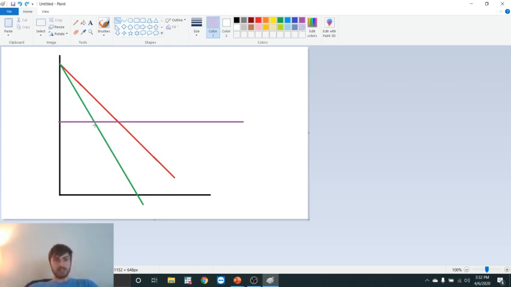Okay, and what that's going to do, that's going to raise the price of the good from that flat line to there, and it's going to restrict output from that quantity to that quantity. Okay, so that's a monopoly. Okay, what's a monopsony going to look like?